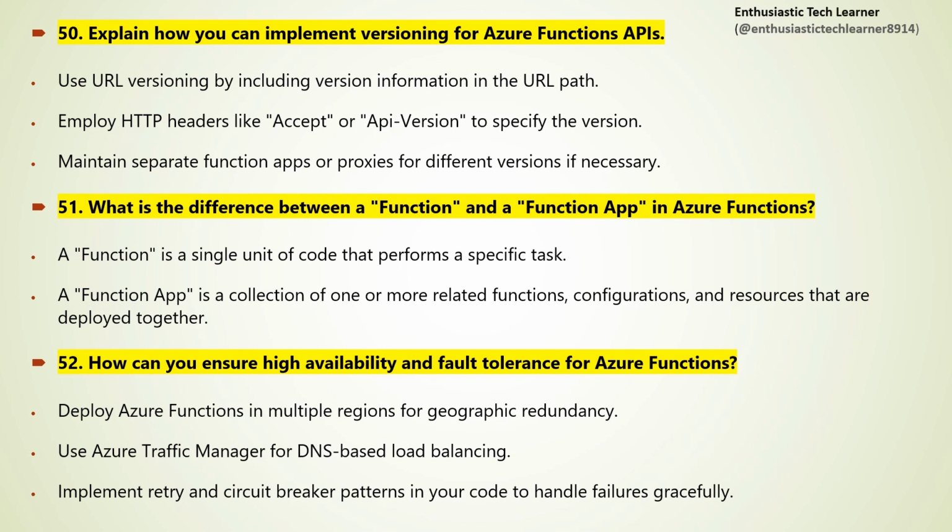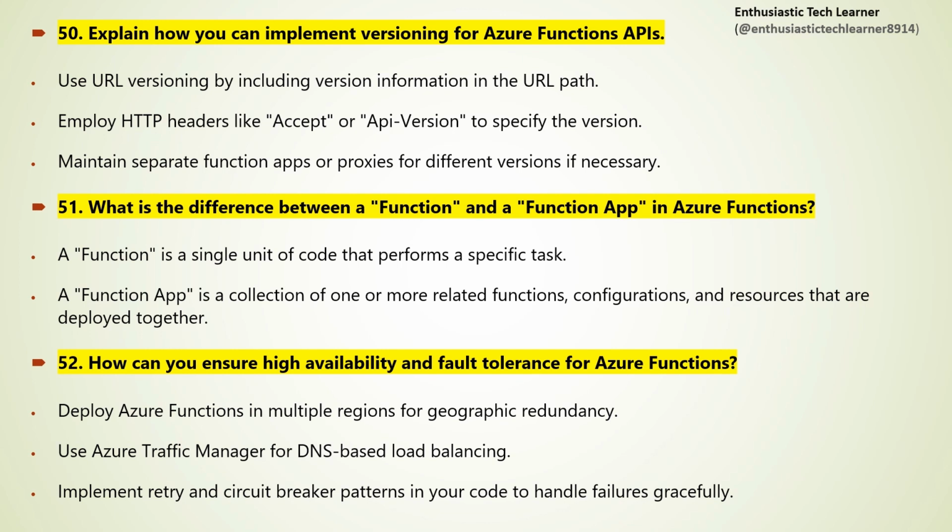What is the difference between a function and a function app in Azure Functions? A function is a single unit of code that performs a specific task. A function app is a collection of one or more related functions, configurations, and resources that are deployed together.